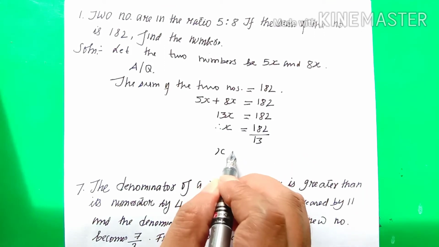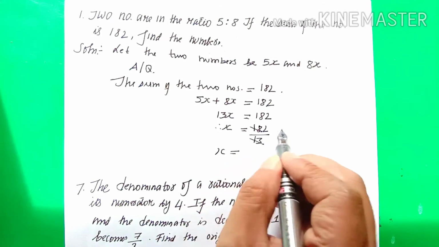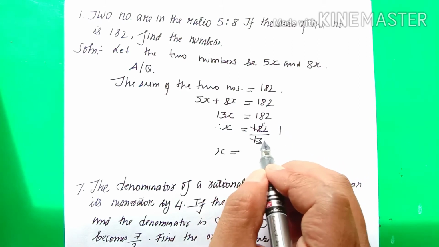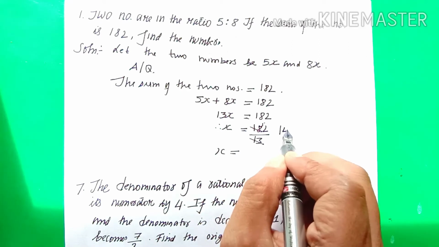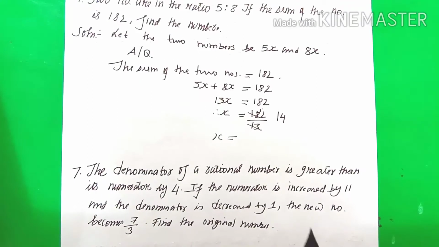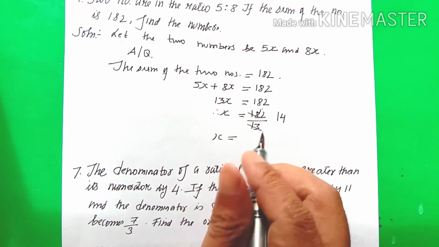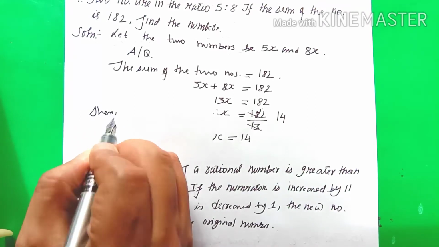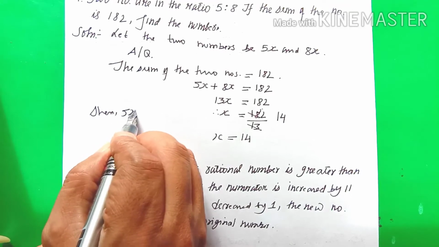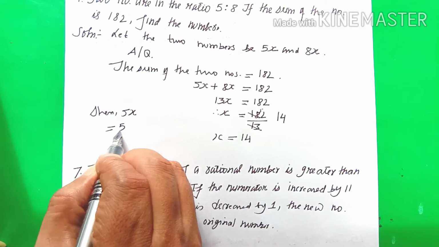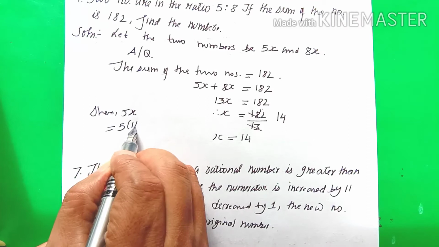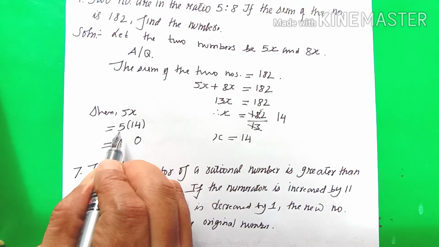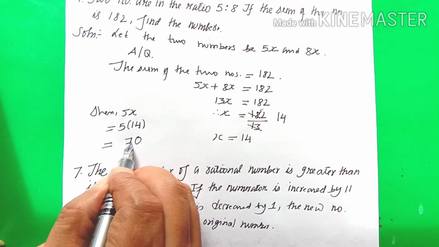So 13 cancels here: 13 into 1 is 13, so 5 in hand, now 13 into 5 is 65, which is 14. So x equals 14. Now you can substitute: the first number, which we have taken as 5x, equals 5 into the x value 14. 5 fours are 20, 2 in hand, again 5 ones are 5, plus 2 is 7, so 70.